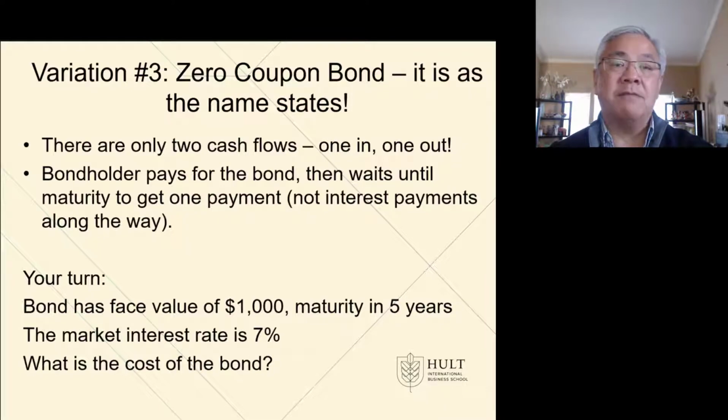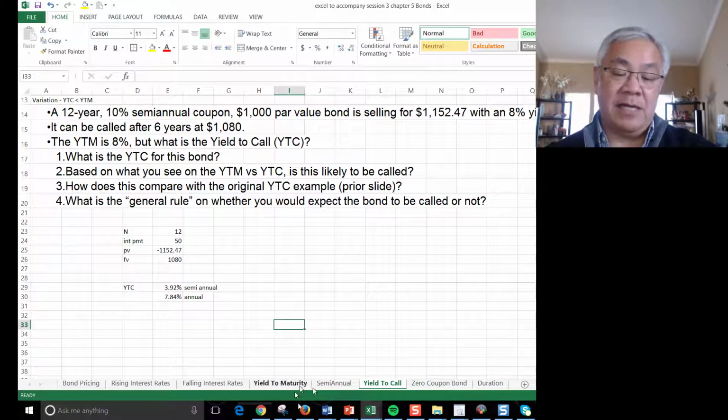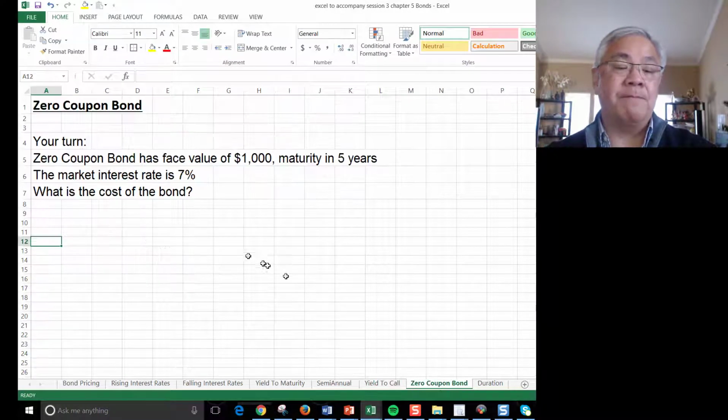Let's say we have a bond with a face value of 1,000, maturity in 5 years. The market interest rate is 7%. What's the cost of the bond? This one is very easy. I hope you'll find it to be that way.